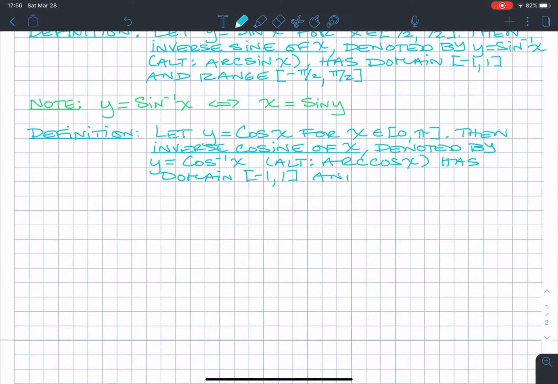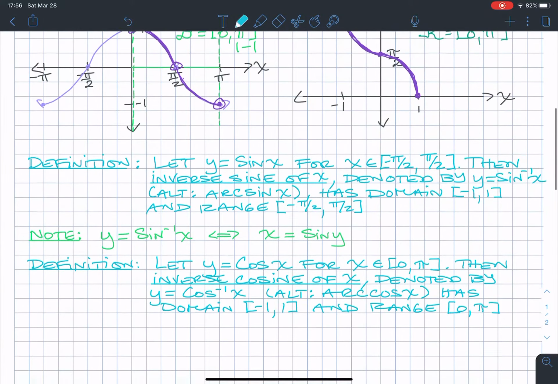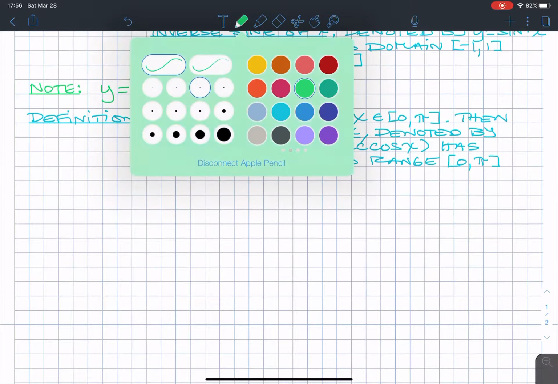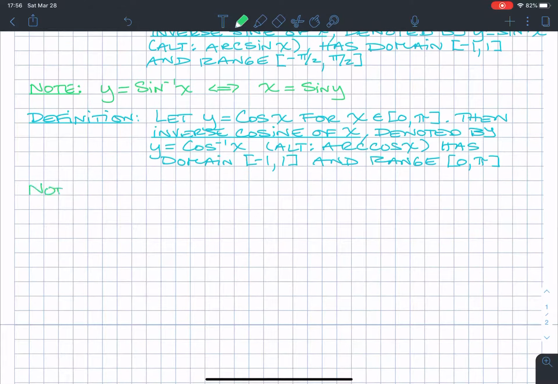And of course, its range, which is the restricted domain, is from 0 to pi. So let's see if the inverse function for cosine works: yes, the domain was from -1 to 1, and the range was indeed from 0 to pi, so that works. Okay, and once again, let's note that if I write y is equal to cosine inverse of x, that is equivalent, if and only if, x is equal to cosine of y. That is, I swap x and y to find the inverse function.